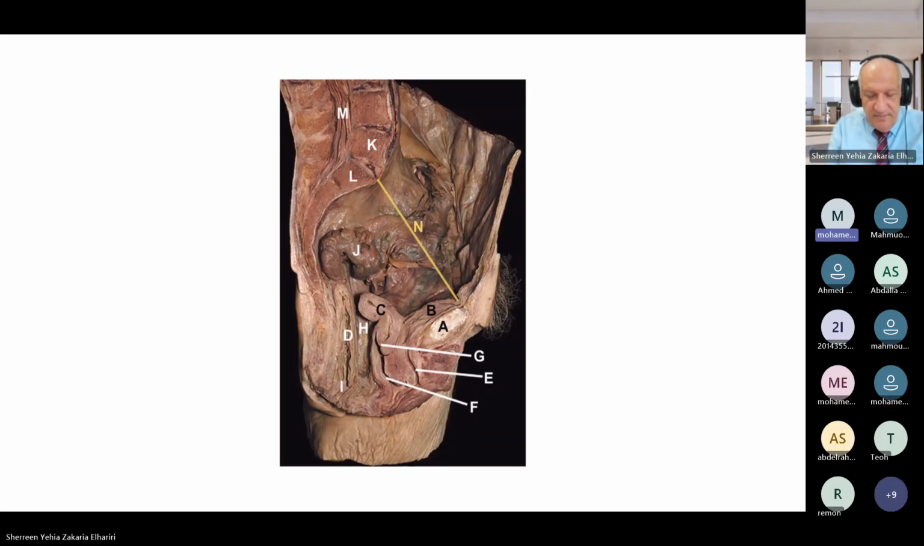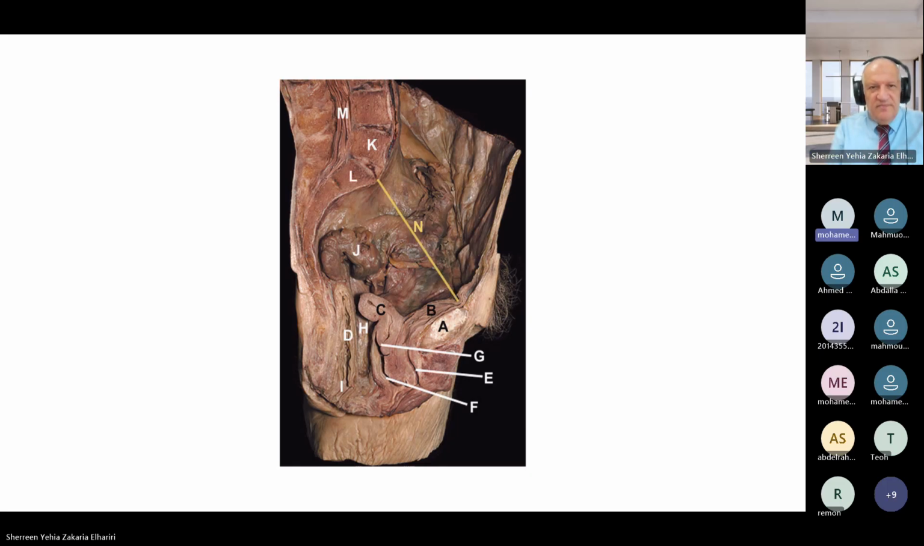B is the urinary bladder. Yes. C is the uterus. Yes. D is the rectum. Yes, rectum. Okay. E is the urethra. Urethra. Okay. F is the vagina. Yes.